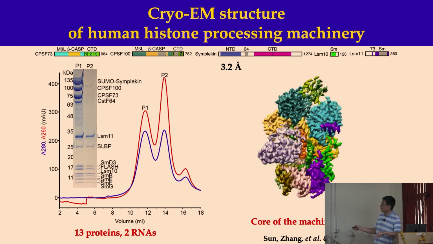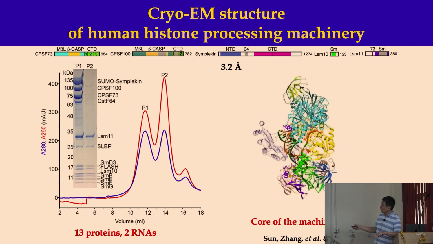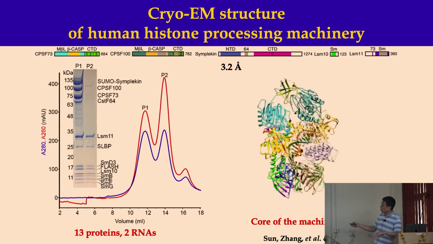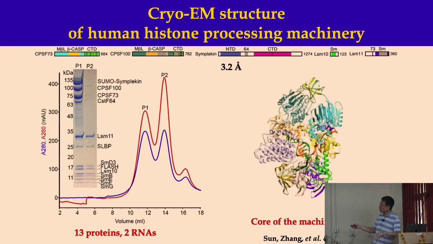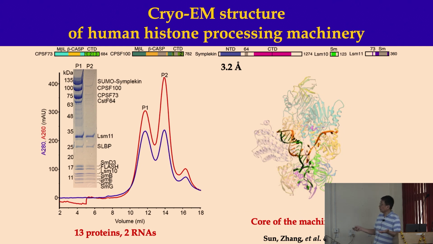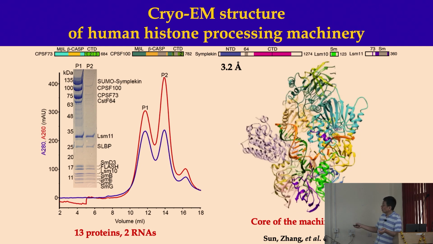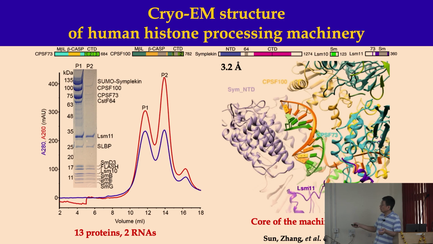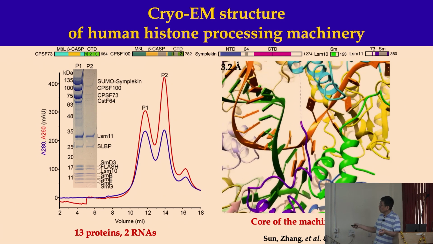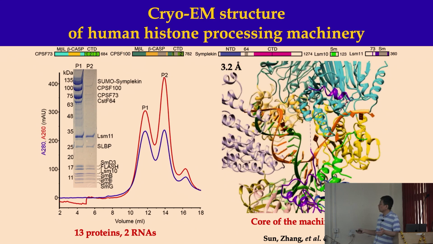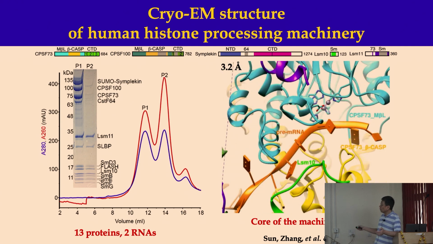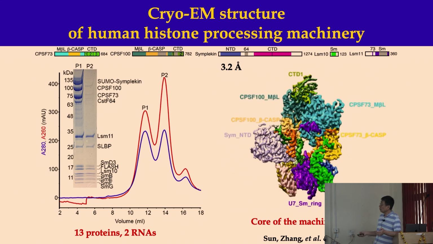And then over here, you can see the duplex. And then here is CPSF73, brighter colors, CPSF100, a little bit darker colors. And then over here is the Symplekin NTD. Remember, that's required for activity. That's right here. So here the duplex again. Zooming in, the NTD is required, and it's involved in recognizing the duplex. Together is CPSF100 and CPSF73. Here's a little piece of the internal extension of LSM11. Most of it we don't see. So this is just a very small piece of it. And unexpectedly, we actually trapped the RNA in the active site of CPSF73. So this is the active site, that's the 2 metal ions.